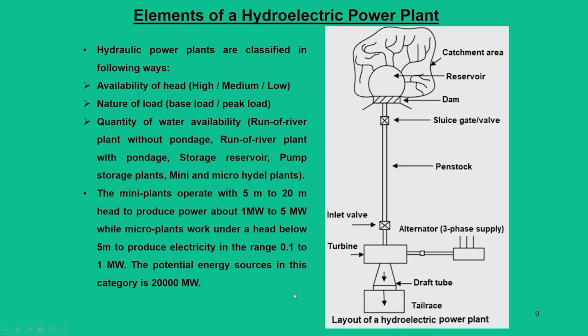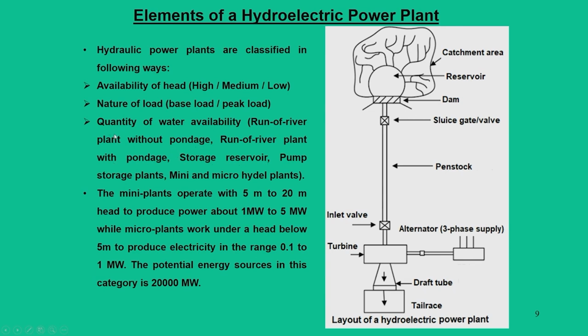Now, let us see how hydropower plants can be classified. The classifications are normally done based on the availability of head. One can think of high head, medium head and low head, and this can also be linked to the quantity of water available, high discharge, low discharge or medium discharge. Accordingly, we can think of mini or micro hydel power plants, run-of-river without pondage, with pondage, storage reservoir and so on.